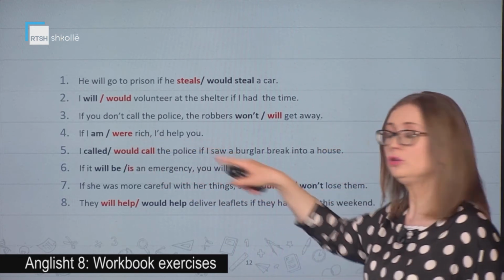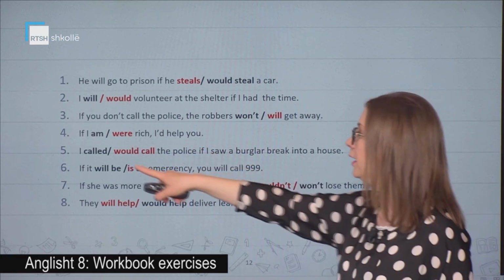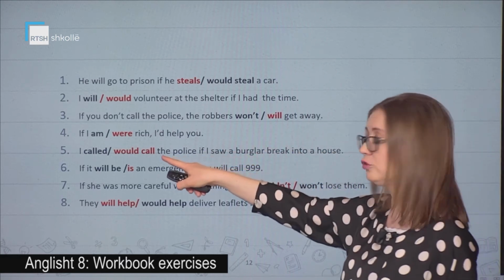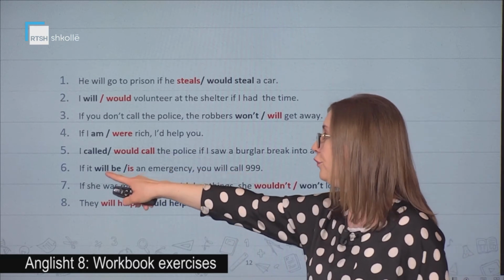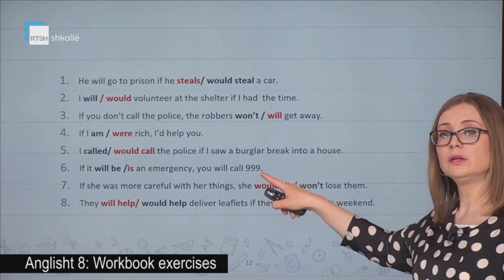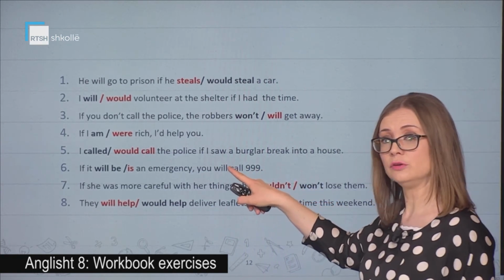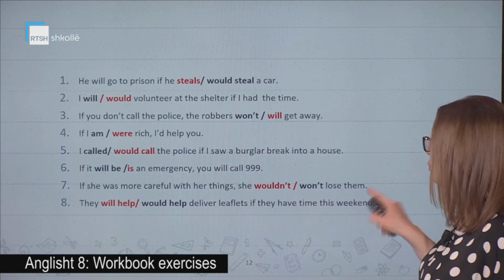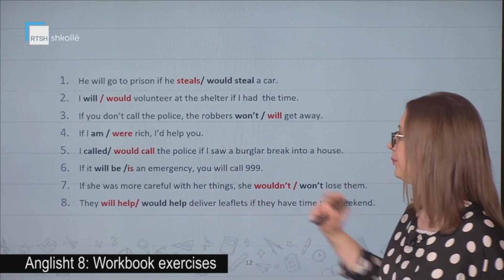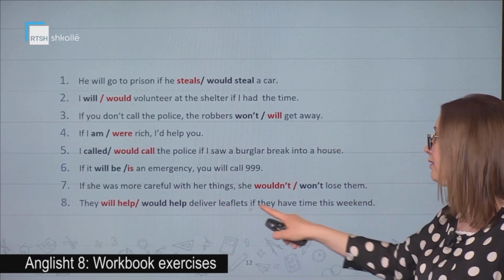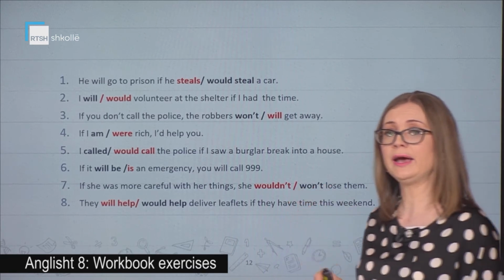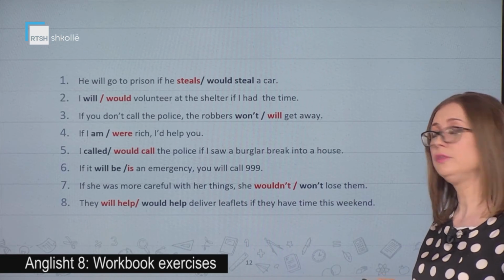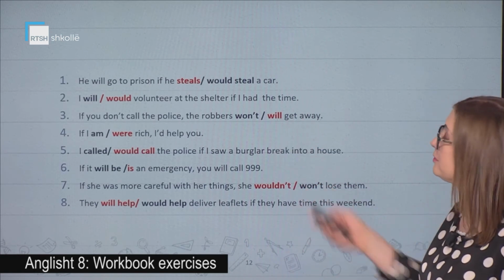If I were rich, I would help you. We have conditional 2. I would call the police if I saw a burglar break into a house. We actually again have conditional 2. If it is an emergency, you will call 999. That is conditional 1. If she was more careful with her things, she wouldn't lose them. That is second conditional. They will help deliver leaflets if they have time this weekend. So we have the first conditional, conditional 1. So that is the way you should fill in the exercise, by choosing one of the verbs given in the sentences.